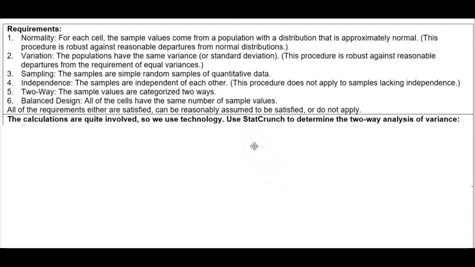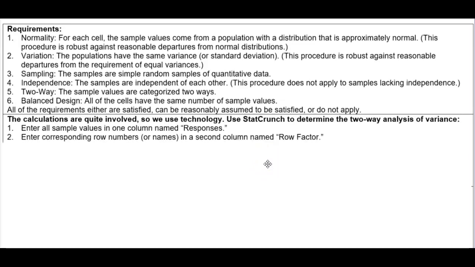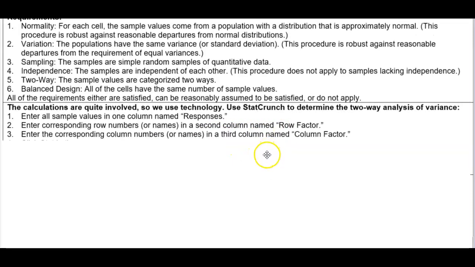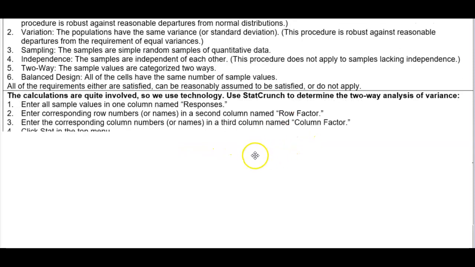The calculations are quite involved, so we're going to use technology. We're going to use StatCrunch to determine the two-way analysis of variance. We're going to enter all the sample values in one column named responses. We're going to enter corresponding row numbers or names in the second column named row factor. And then we're going to enter the corresponding column numbers or names in the third column named column factor.